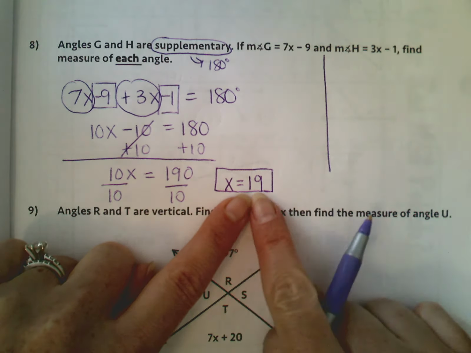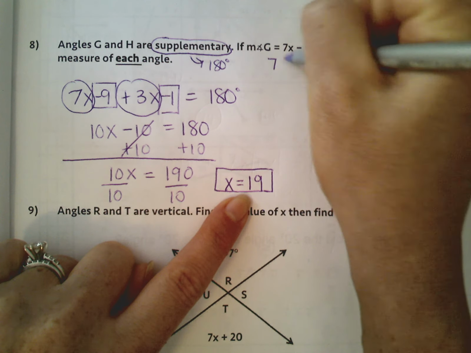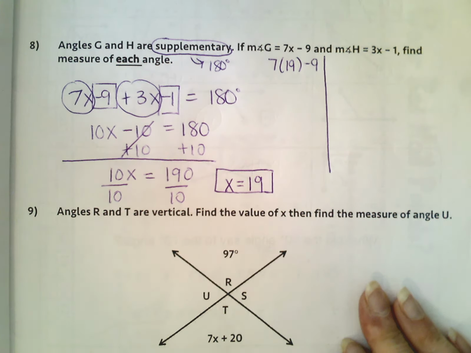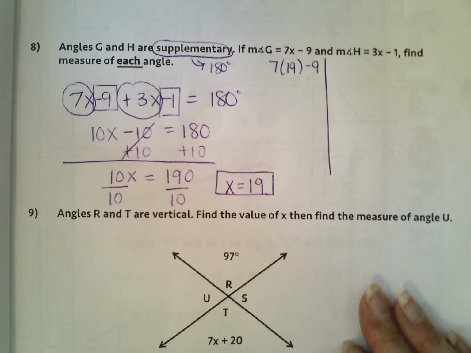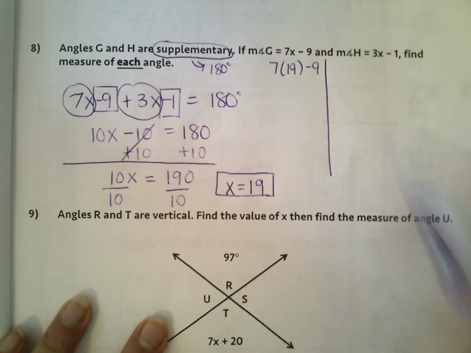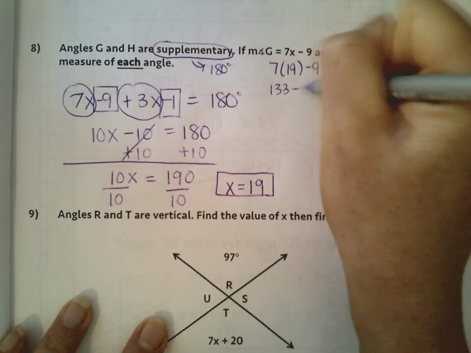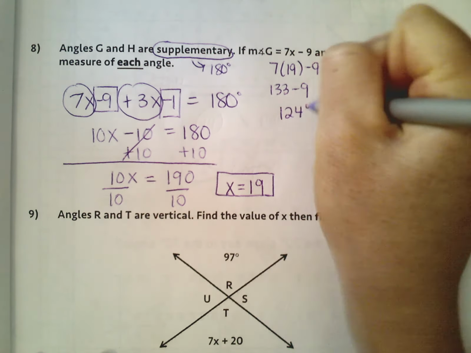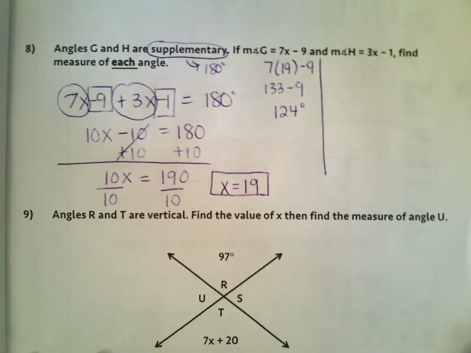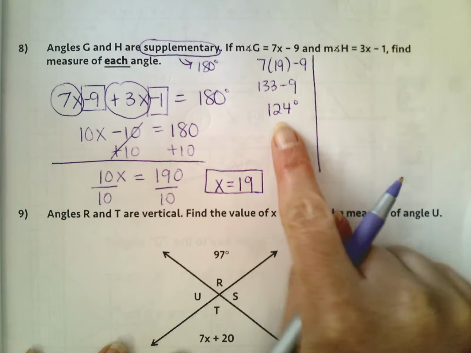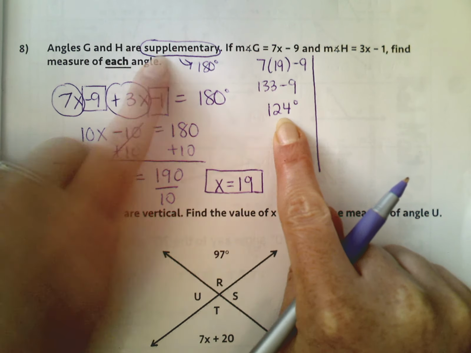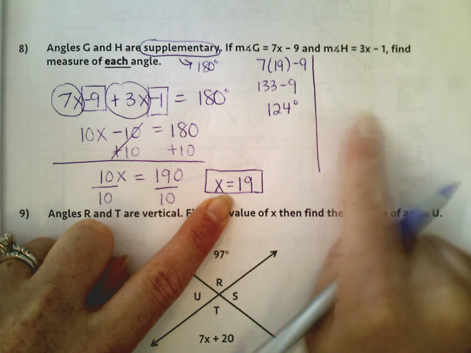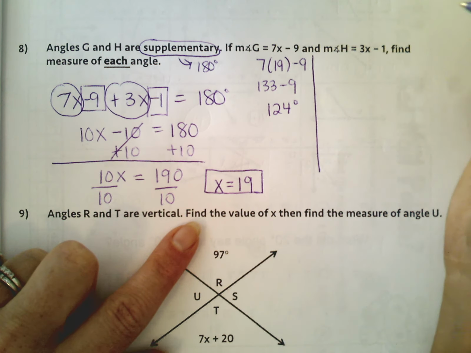I'm going to take my x value and plug in 19 where x is. So 7 times 19 in your calculator gives me 133. Minus 9 is 124 degrees. So these two should add up to 180. So I could take 180 minus 124 and find this missing piece, but like I said before, I'm going to double check and make sure the two of them add up to 180 and make sure I solved it.